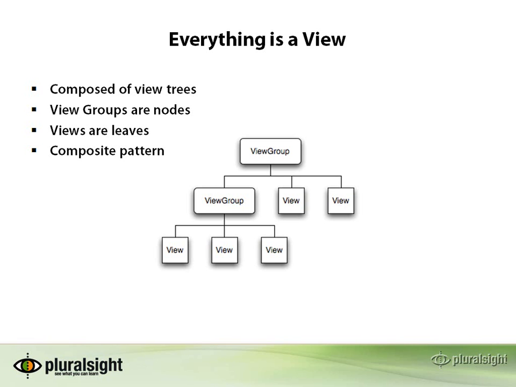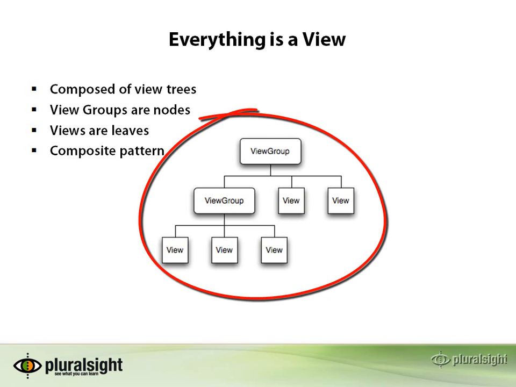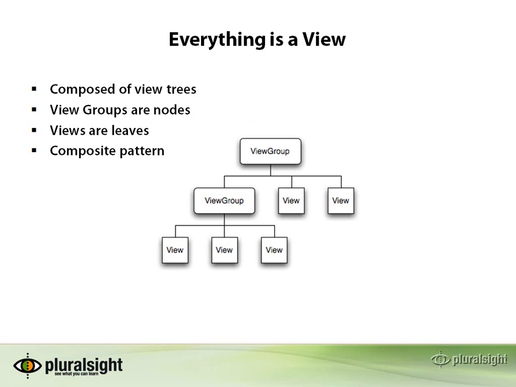So let's take a look at why I'm saying that everything is a view. When you look at this diagram here, you can see that we have a tree of views. At the root, we have a view group, and that view group contains another view group and two views. And that second level view group contains views.